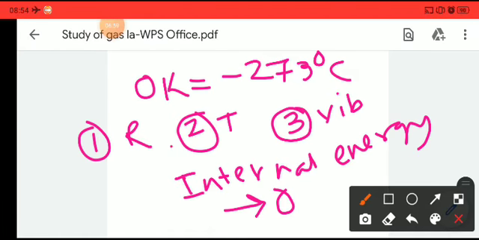Why does it tend to zero? Because at 0 Kelvin or minus 273 degrees Celsius, at that very low temperature, the molecule cannot rotate, cannot translate, and cannot vibrate. That is why the internal energy almost tends to zero, because the internal energy of a molecule comes from the rotational, vibrational, and translational motion. As these motions cease to exist at minus 273 degrees Celsius, that is at 0 Kelvin, at absolute zero, the internal energy almost tends to zero or minimum.